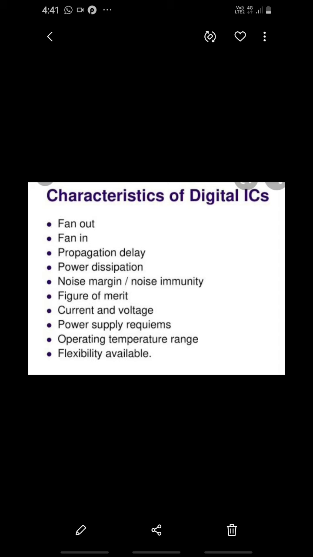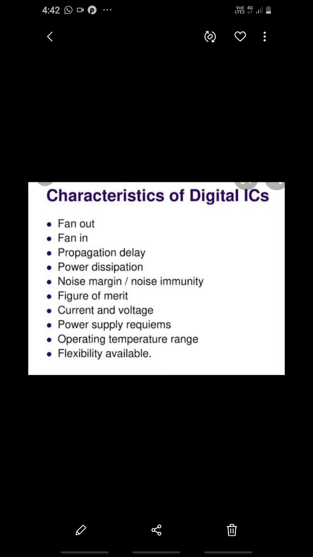Next, power dissipation. The power taken by a logic gate during its operation is called power dissipation, and this power dissipation is given by PD = VCC × IC, where PD is the power dissipation of the gate, VCC is the DC supply voltage, and IC is the average supply current.